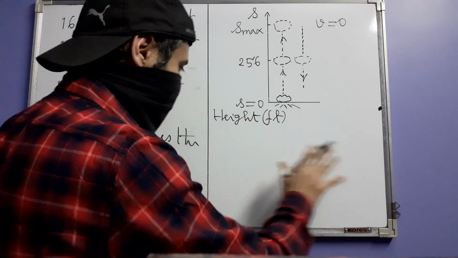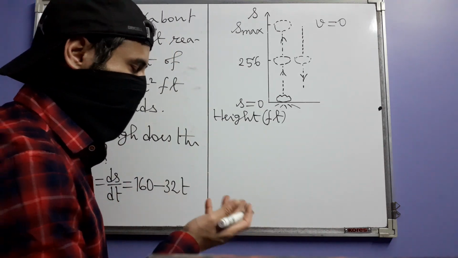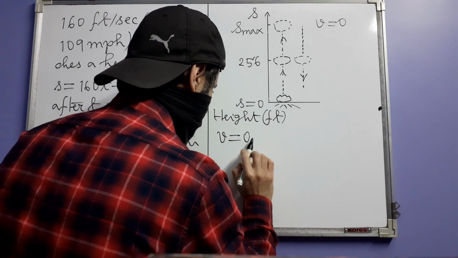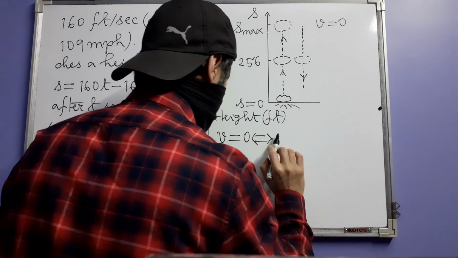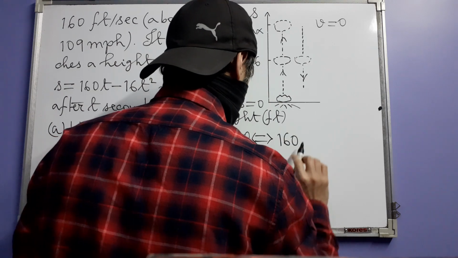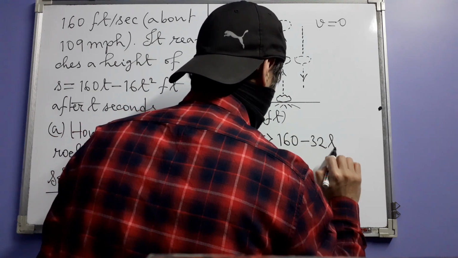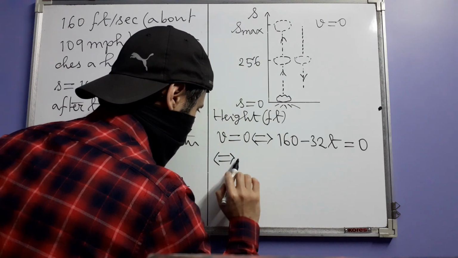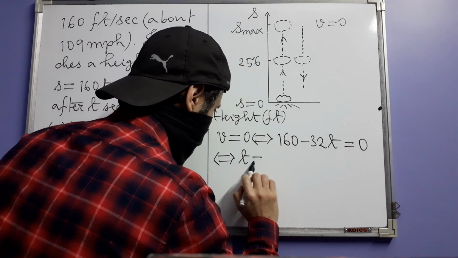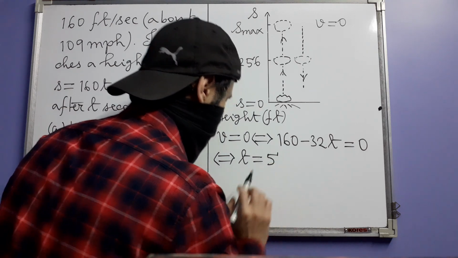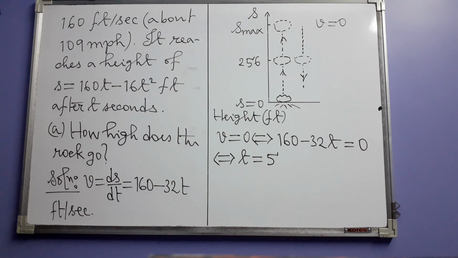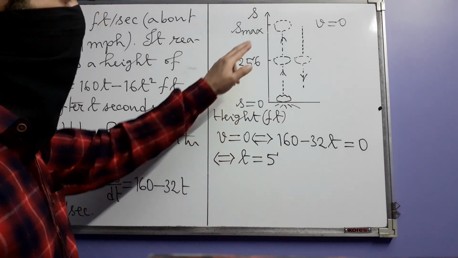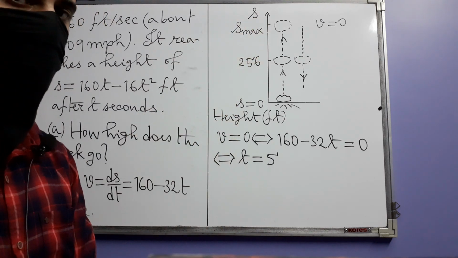I am not writing anything systematically, okay. We are just seeing the calculation. Minus 32t is 0, or you can see that you will have t equal to 5. So, when t is 5 seconds, at that time instant, the rock will reach its maximum height.